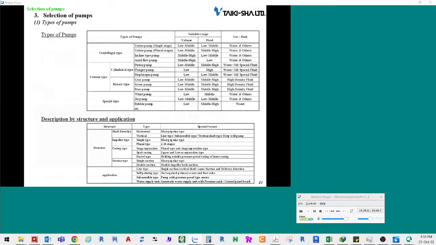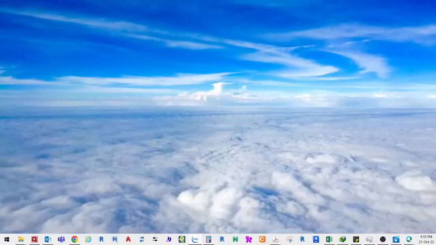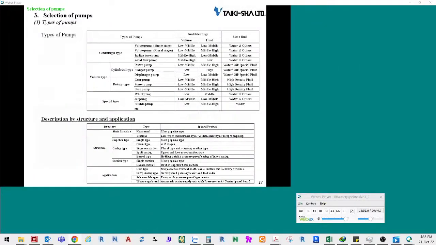3. Selection of pumps. After the piping system and paths are determined, and piping attachments are arranged, a piping drawing is prepared. Based on the piping drawing, the piping resistance is calculated to determine the pump head. Pumps are selected based on the required quantity of water and the pump head. Here, I am going to talk about some basics necessary for pump selection.